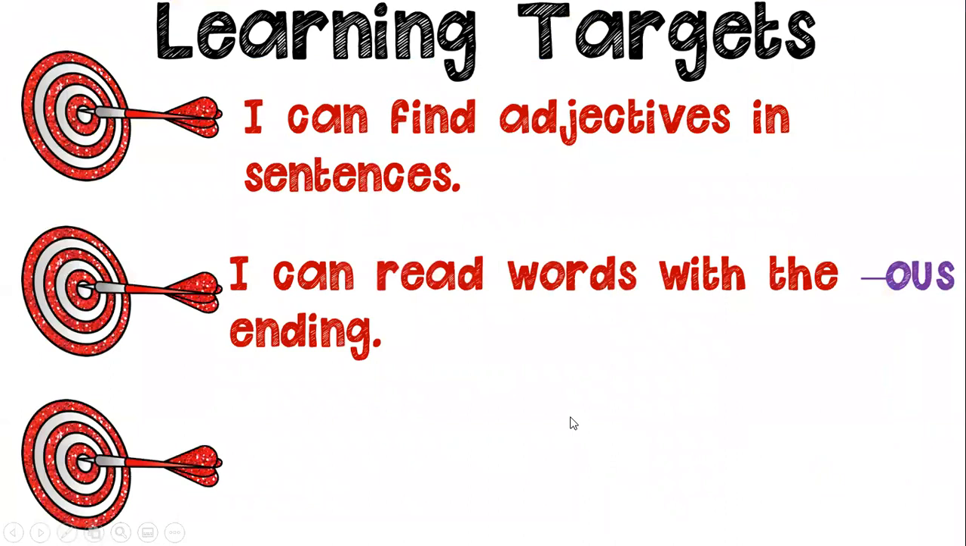Now let's look over our learning targets for today. I can find adjectives in sentences, and I can read words with the OUS ending. So we talked about how those words can be used as adjectives, how we can use some of our OUS words, use that root word or base word to help determine the meaning of that bigger word or adjective with an OUS ending.